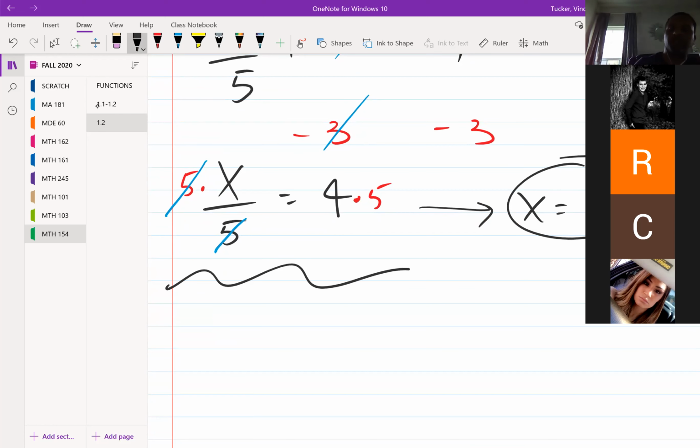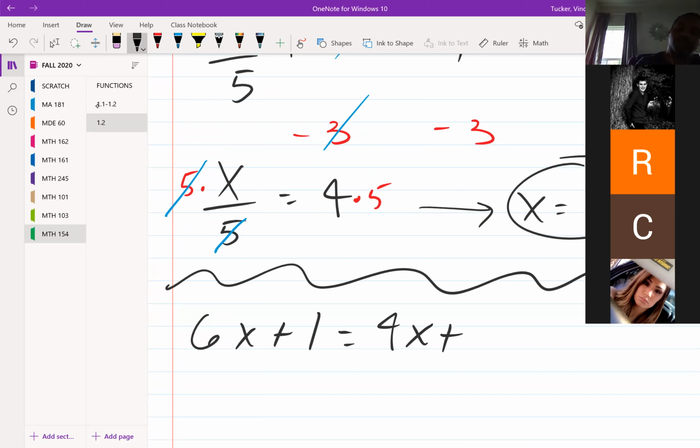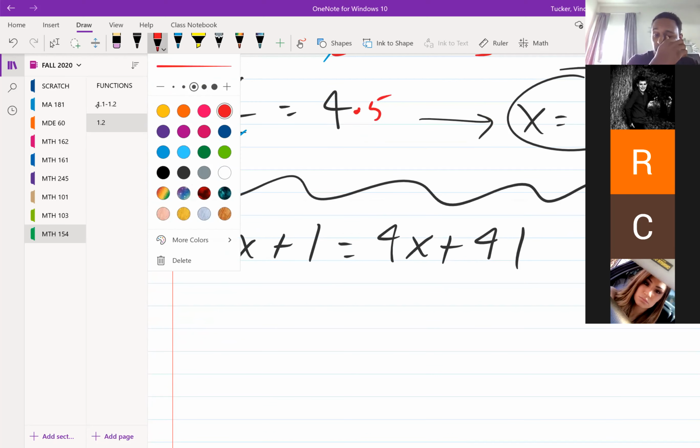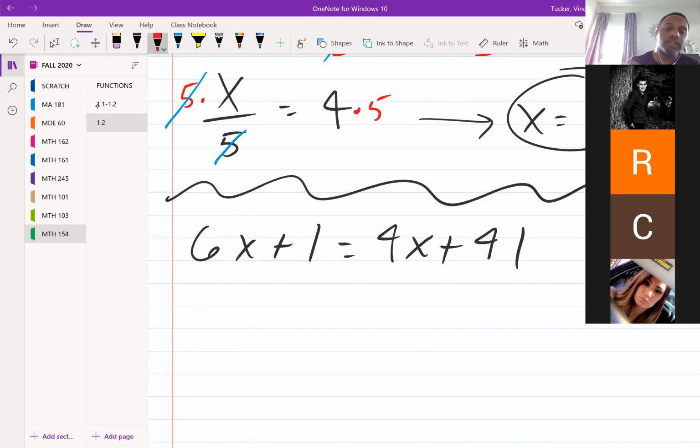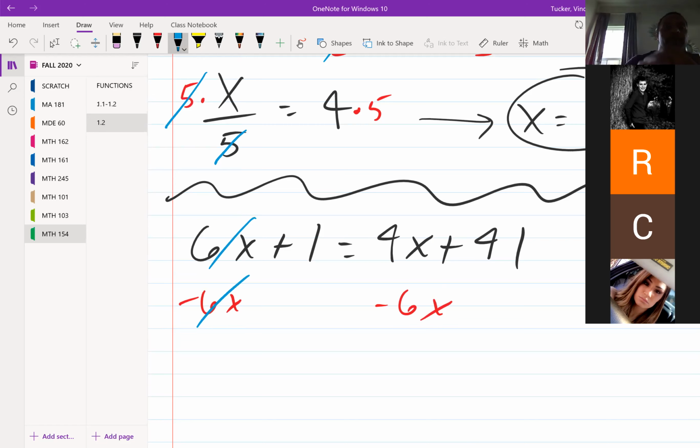Do one more. We're going to see many of them in there. So 6x plus 1 equal to 4x plus 41. All right. I'll go the other way. Last time I moved the term that was on the right to the left. So I'll take the one on the left and move it to the right. Once again, as long as you stay correct with your math, answers still come out to be the same.